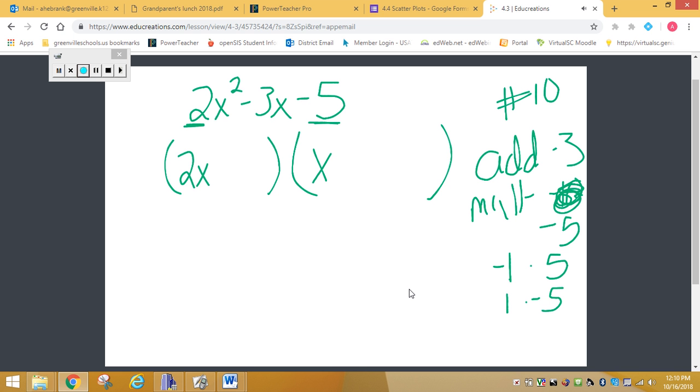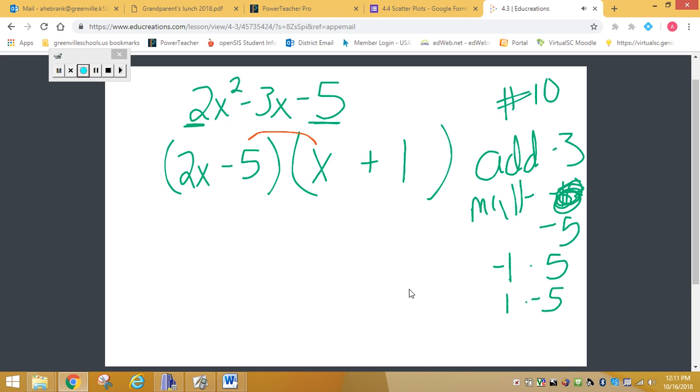So what it's going to end up being is my 5 is going to end up going with the 2, and my 1 is going to end up going with the x. There's really no easy way to explain why. I just had to use math. Here's how I knew it had to be this way.